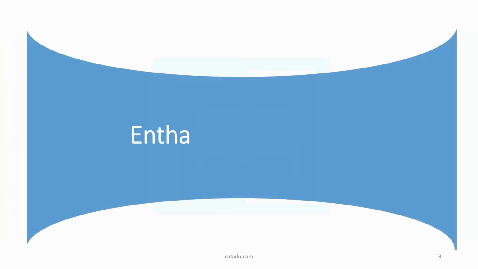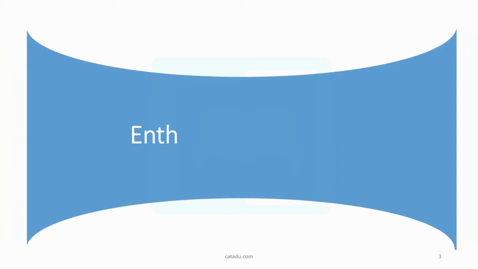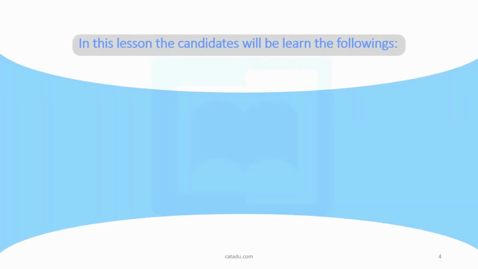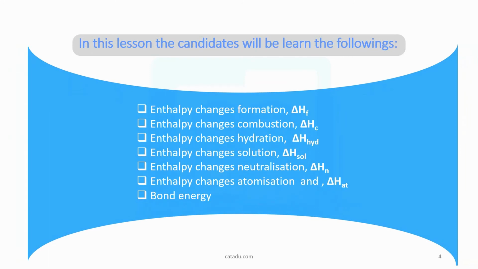This video is about enthalpy changes. This is the first part of the chapter chemical energetics. The second part I'll discuss again in more detail, but here the main points are enthalpy change of formation, enthalpy change of combustion, enthalpy change of hydration, enthalpy change of solution, enthalpy change of neutralization, enthalpy change of atomization energy, and the last one, bond energy.